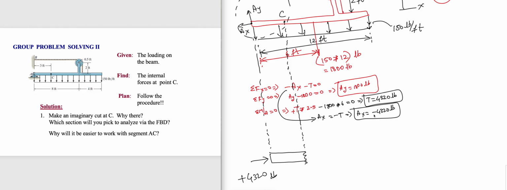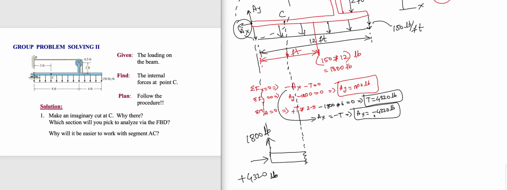So let's see this Ax here. I assumed it's going to the left and I got a negative number. So in the new free body diagram, I make it going to the right and make this positive so that there's less confusion. It's up to you. And this is 1800 pounds, and that is for the Ax and Ay.